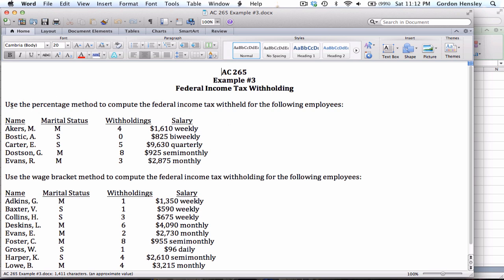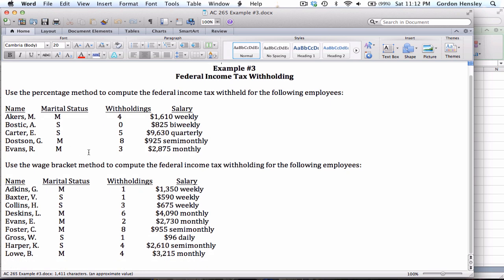So initially, it says use the percentage method to compute the federal income tax withheld, and then we have about 4 or 5 employees there. And then it says use the wage bracket method to compute the federal income tax withheld, and then we have another series of employees. And for all these employees, we have their name, their marital status, the number of withholding allowances claimed, and their salary information. And notice that all throughout this problem, these employees have different pay periods, and the different pay periods are going to have a big effect on how we solve the problem.